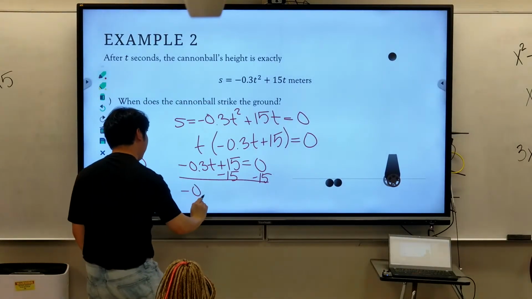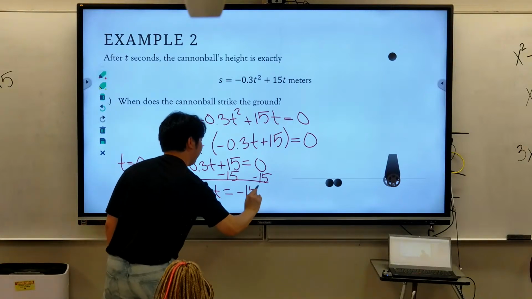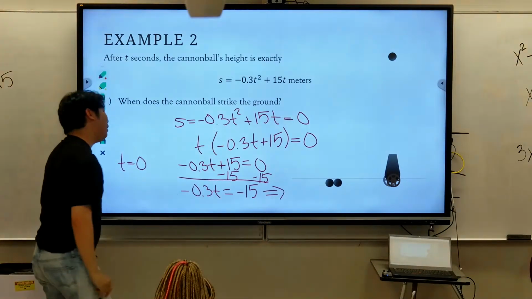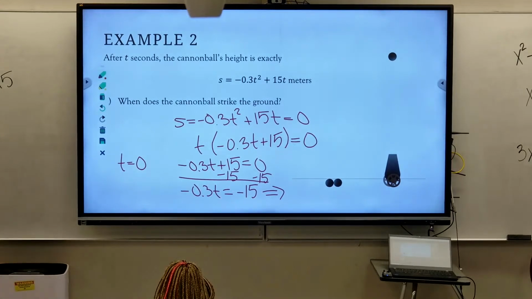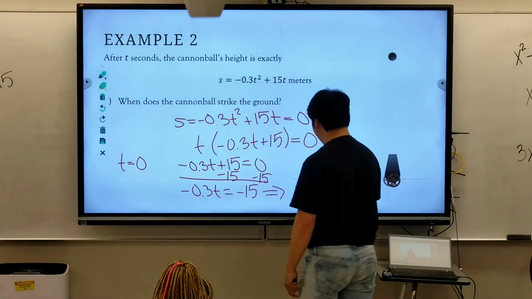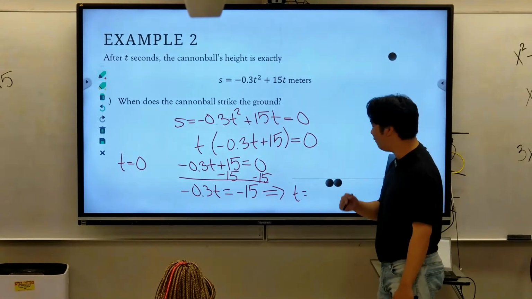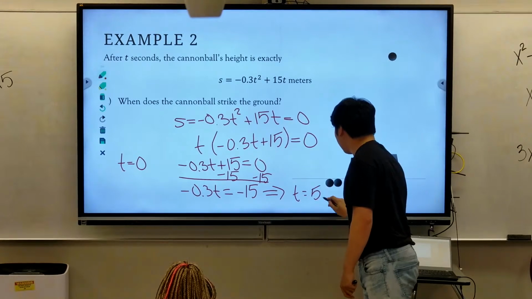I get negative 0.3 t is equal to negative 15. If I divide by negative 0.3, then I get t is equal to 15 divided by 0.3. I believe we get 50 seconds to be exact.